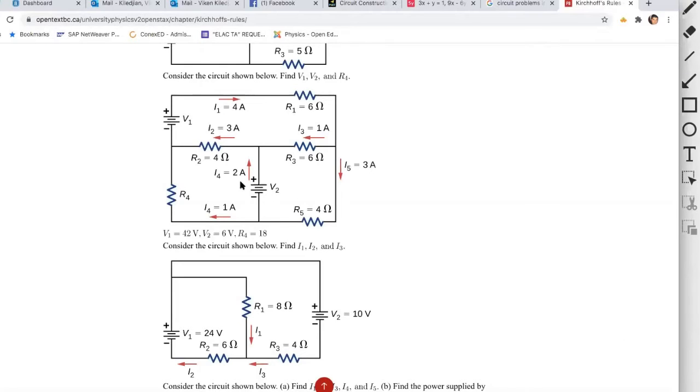Oh, okay. Here's the solution. Hopefully you're right, man. Hold on, is that the same one? V1, what did we get? V1 is 42 volts. V2 is... yeah, I got V1 is 42 volts. V2 is 6 volts. And R4 is 18. Wait, I got R4 is 6. What did I tell you? When it's too simple, you miss it. R4 is 18. Where did I go wrong?